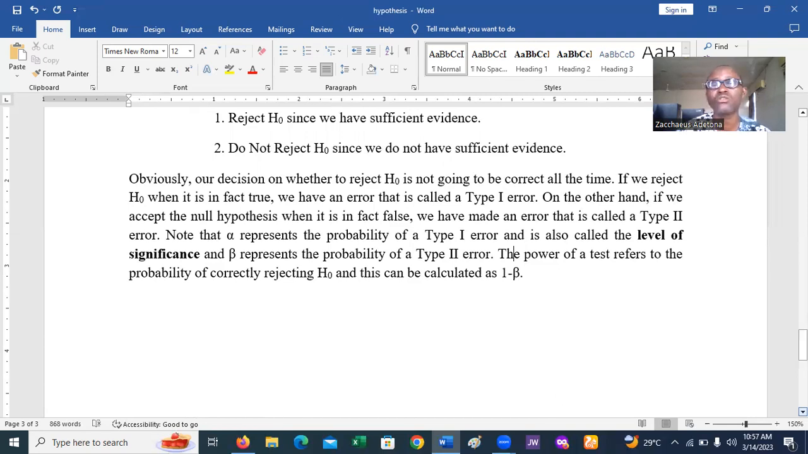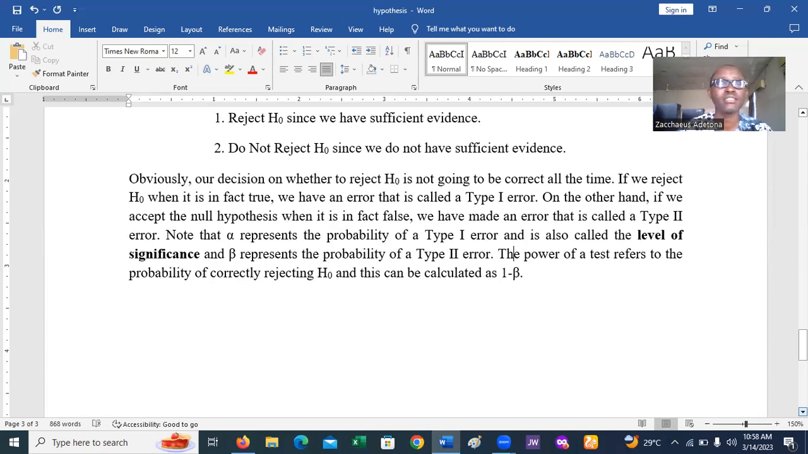Alpha is the probability that we are going to have a type 1 error. That is, if you reject H0 when it is actually true, the probability that that will happen is the alpha level or level of significance. And beta is the probability that we are going to have a type 2 error, which is that we actually accept the null hypothesis when it's actually false. So that is type 2 error.